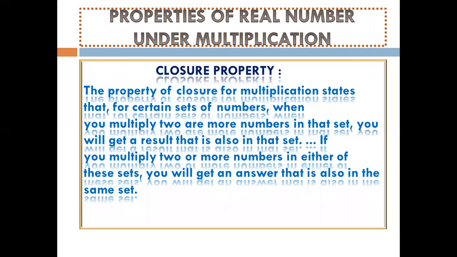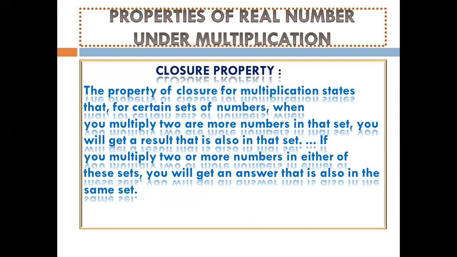Now we have the same properties with multiplication. We have done the properties with addition like closure property, commutative property, associative property, additive identity and additive inverse. Now we have the same properties but with respect to multiplication. Under multiplication, we check which numbers satisfy these properties.